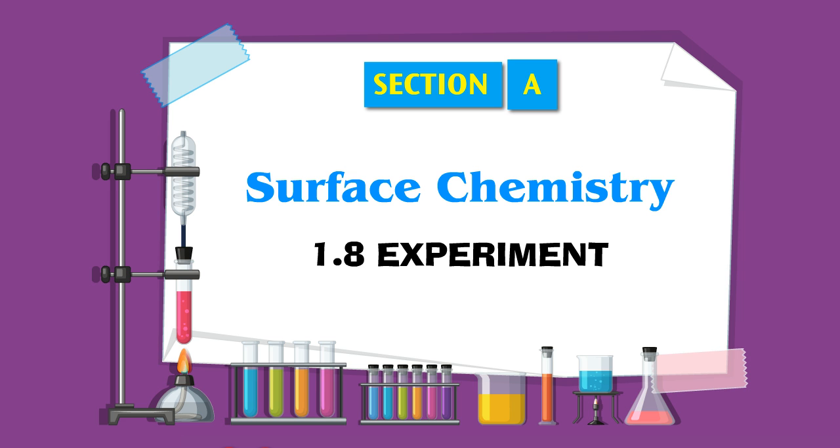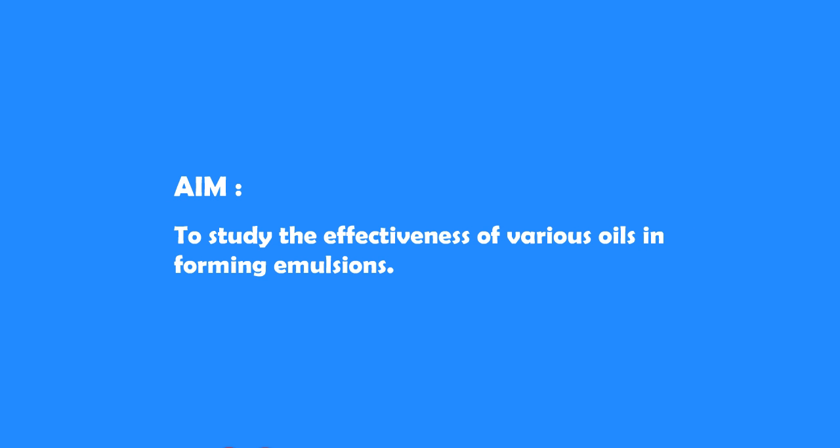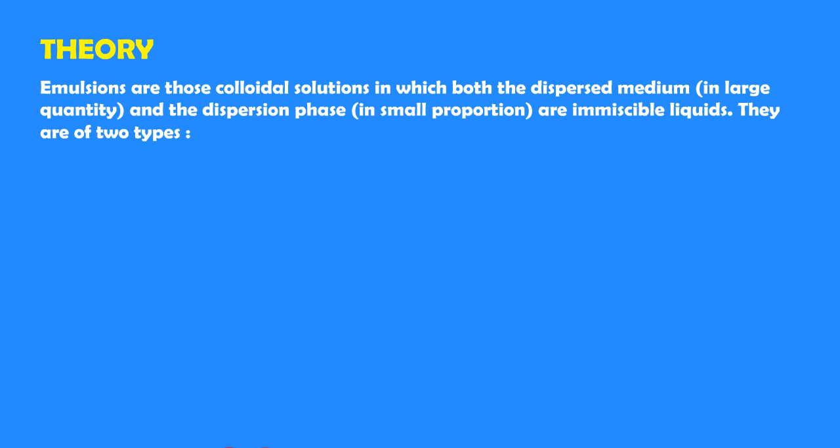Experiment 1.8. Aim: to study the effectiveness of various oils in forming emulsion. Theory: emulsions are those colloidal solutions in which both the dispersed medium in large quantity and the dispersion phase in small proportion are immiscible liquids.